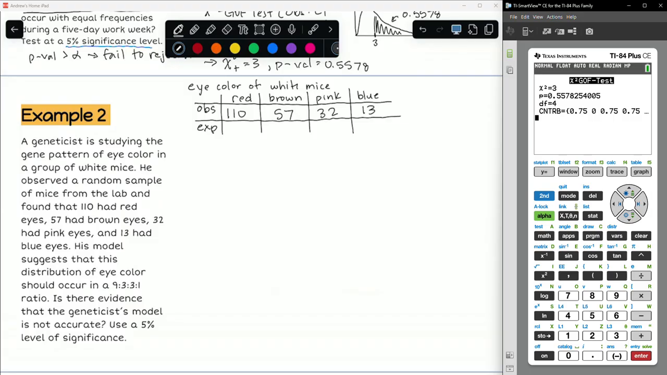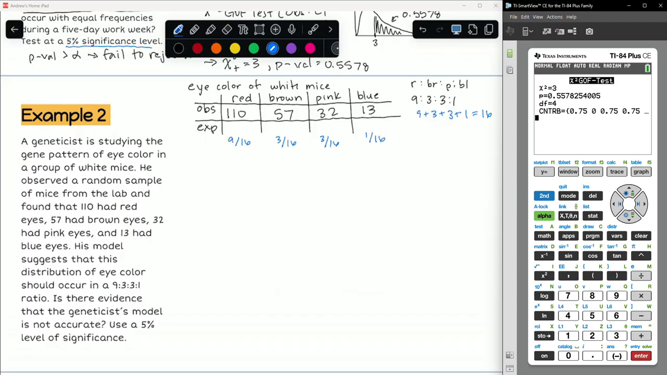Expected said we expect those to occur red to brown to pink to blue at a ratio of 9:3:3:1. And 9 plus 3 plus 3 plus 1 is 9 plus 6 is 15 plus 1 is 16. So I know the proportion for each of those categories. I expect that red would be 9/16, brown and pink should be 3/16, and blue should be 1/16.